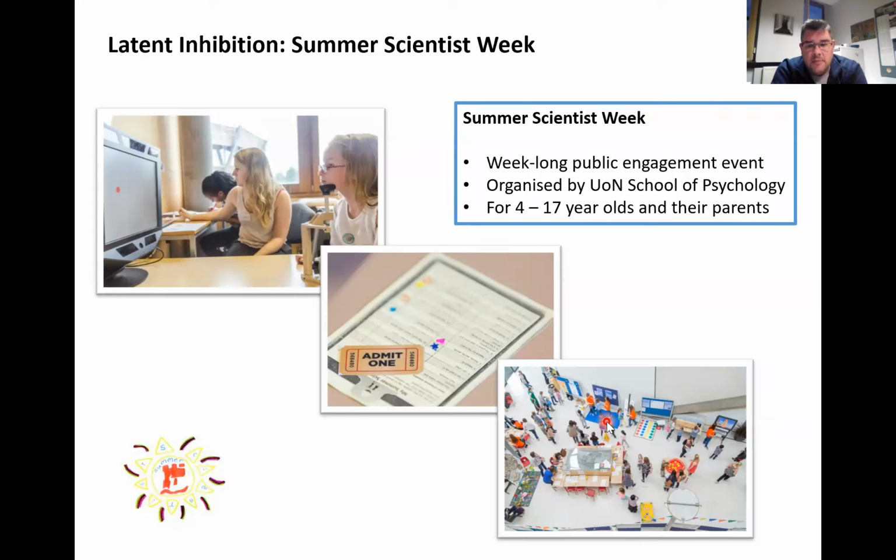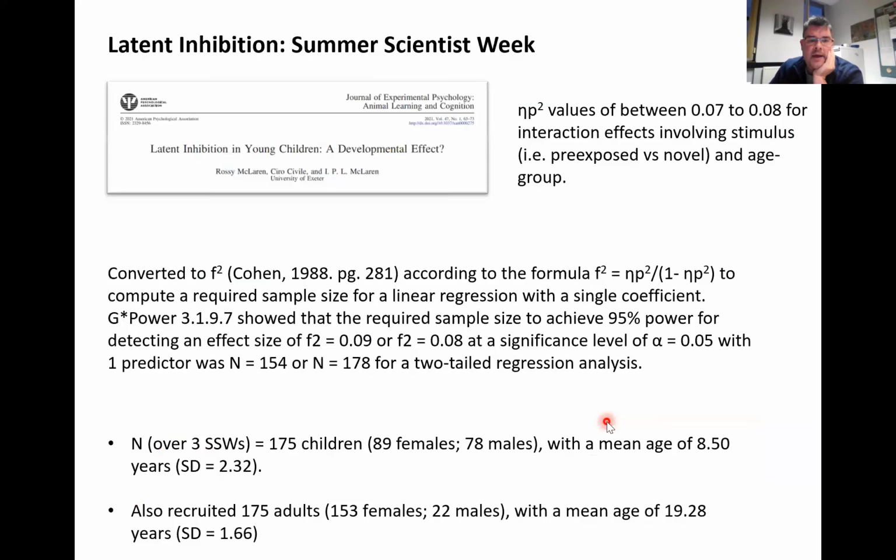We ran an experiment this year at Summer Scientist Week. I only had one experimenter running an eye tracking experiment, and I managed to get around 50 children's worth of usable data within 5 days, which was really nice. If you're interested in being involved in Summer Scientist Week with us, then feel free to give me a shout and I can put you in touch with the organisers. So the experiment I'm going to tell you about was run at this public engagement event.